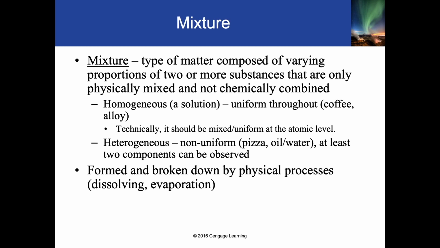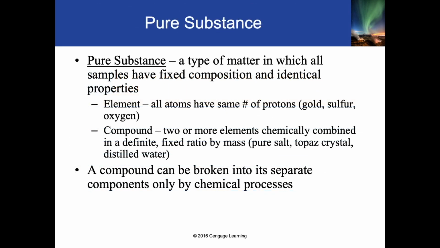Remember, I said the difference between a chemical process and a physical process? A mixture can be separated using dissolving or evaporation, which are physical processes, right? Whereas a pure substance or a compound can only be broken down by what? A chemical process, right? Broken down by a chemical process.